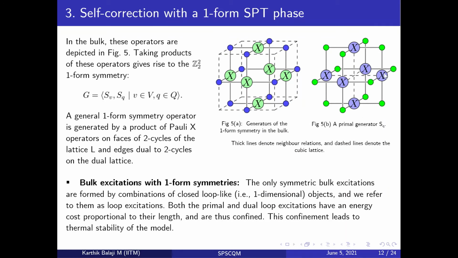As you can see in figure 5b, we have the primal generator SQ. Taking products of these operators gives rise to the Z2 one-form symmetry given by this equation here for the G group. And a general one-form symmetry operator is generated by a product of Pauli X operators on faces of two-cycles of the lattice cell, and edges dual to the two-cycles on the dual lattice. Now the only symmetric bulk excitations are found by combinations of closed loop objects, and we refer to them as loop excitations. Both the primal and dual loop excitations have an energy cost proportional to their length and are thus confined. This confinement leads to the thermal stability of the model.